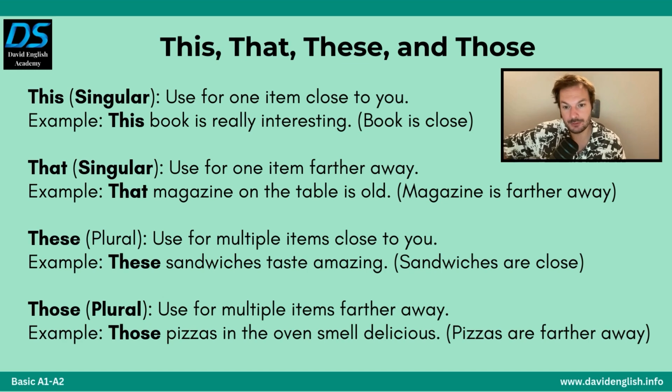These, for plural, used for multiple items close to you. Example, these sandwiches taste amazing. Sandwiches are close to you. Okay, they're close to you. And those, meaning that they're far away, in plural, used for multiple items farther away. Example, those pizzas in the oven smell delicious. Pizzas are farther away from us, okay? Now, let's move forward to the exercises.